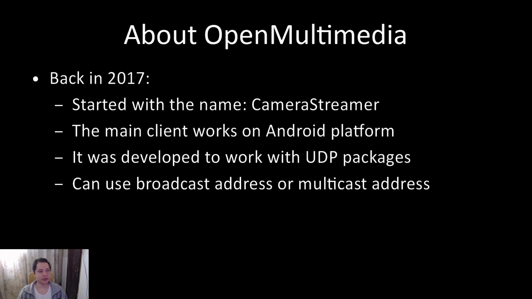I started this project in 2017. The original name was Camera Streamer. The first implementation was made to transmit from Android devices to the network. It used UDP packages for broadcasting or multicasting the streaming, the images from the camera. This way you can have one transmitter and several receivers without the need to increase the network bandwidth.